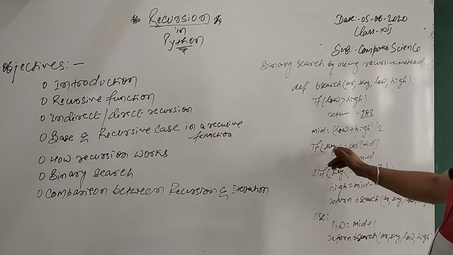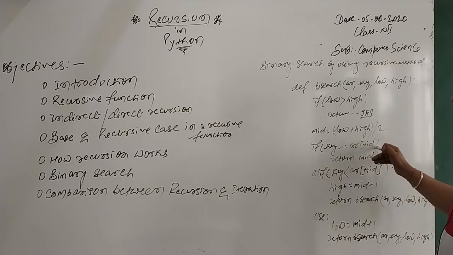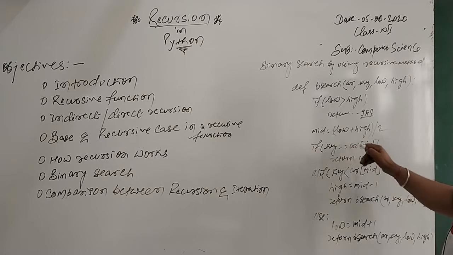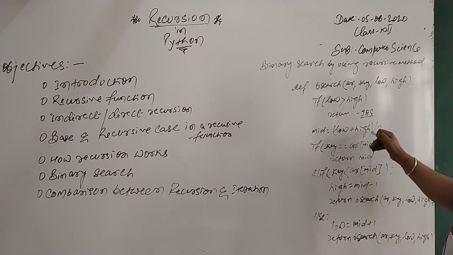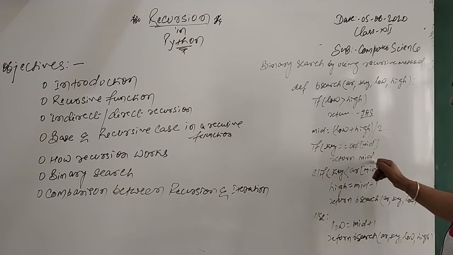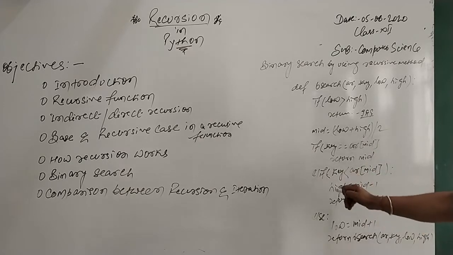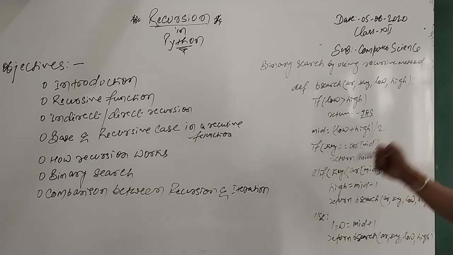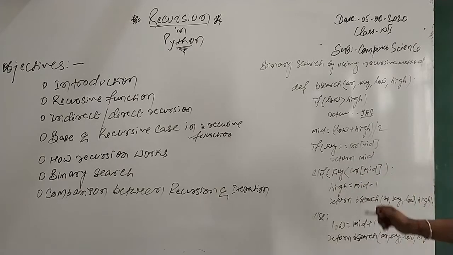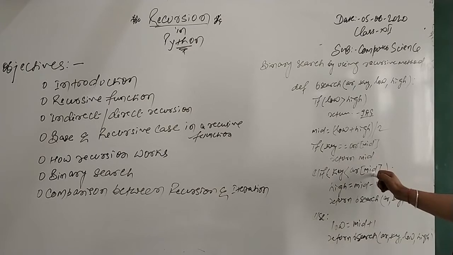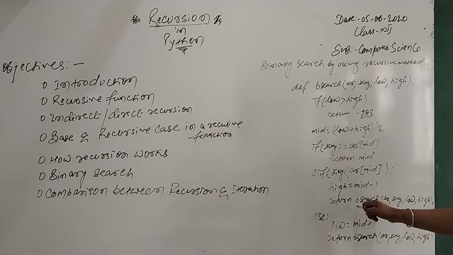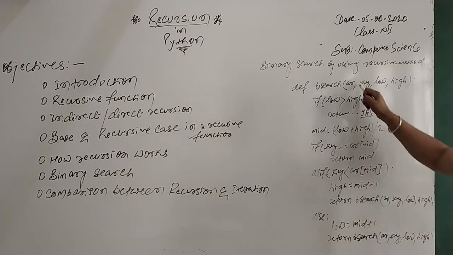And if key equals AR of mid, it means the item that you are searching for is at the middle position, the mid term, then it simply returns mid. Otherwise, if the key, that is the item, is less than AR of mid, it means the value I am searching for is less than the array's mid value, then high will be mid minus 1. Otherwise, we call this recursive function B search.